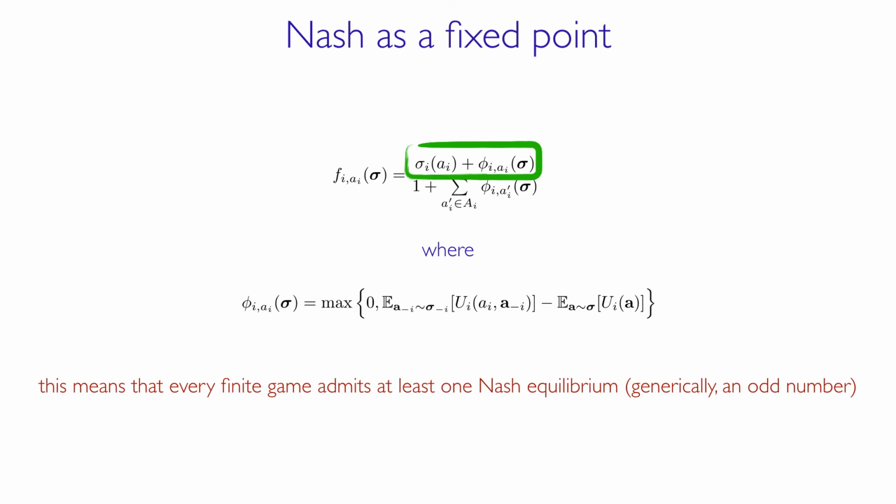So, if an action performs better than the current strategy, the value of sigma is added to a positive value. While in the denominator, we have the sum of all the phi of a player plus 1 to normalize the cumulative probability to be 1. In a Nash equilibrium, all the phi are equal to 0, and therefore f is equal to sigma.